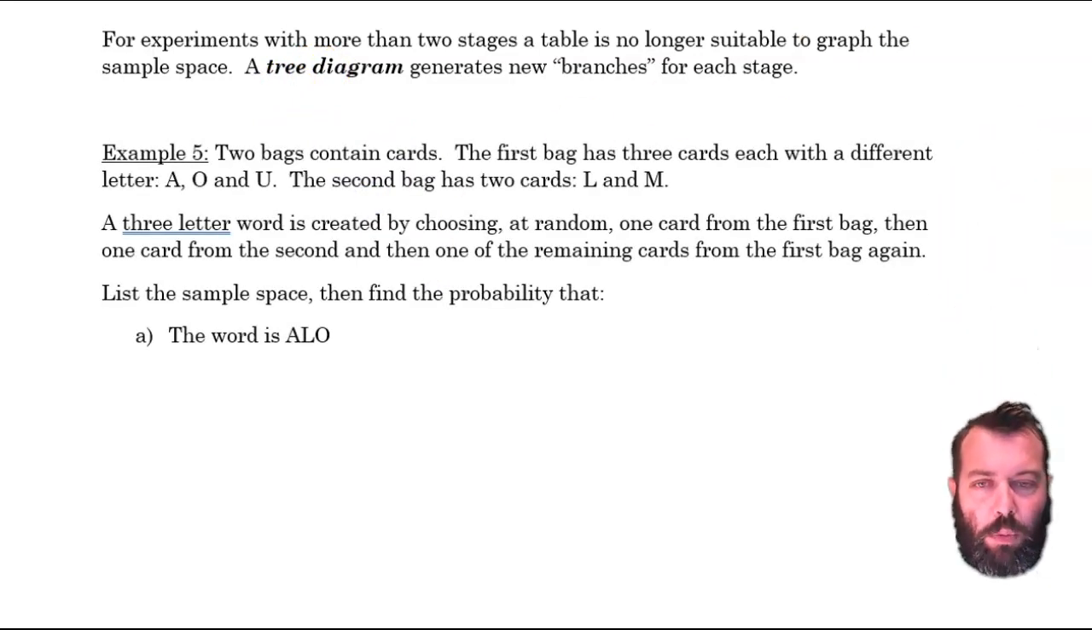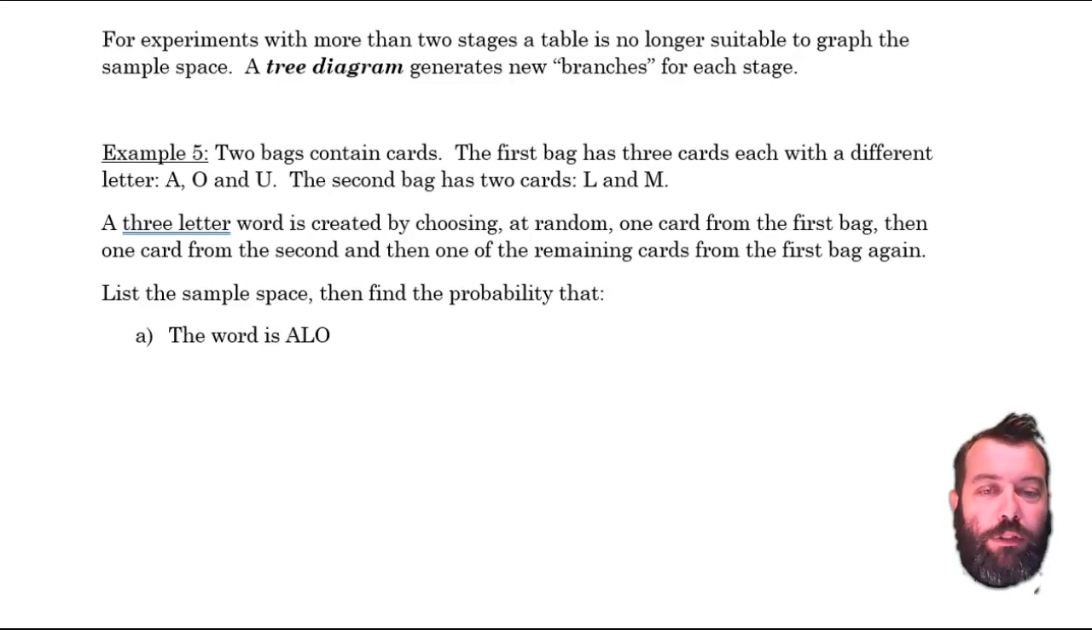Here we have 2 bags containing some cards. The first bag has 3 cards: one has an A, one has an O, one has a U. So visualize this: there's a bag with 3 cards in there, an A, an O, and a U. There's another bag that has 2 cards, an L and an M. I've got 2 bags, 5 cards altogether, 3 in one, 2 in the other. They've all got different letters.